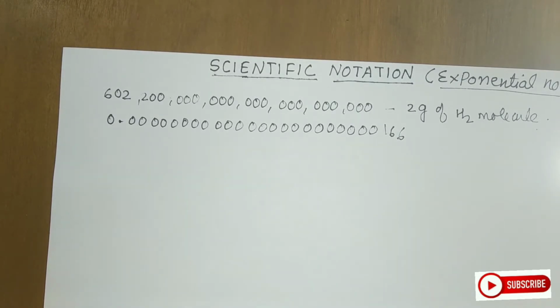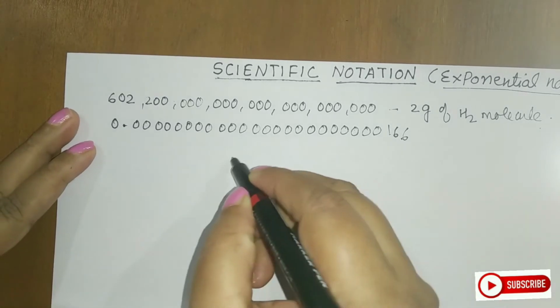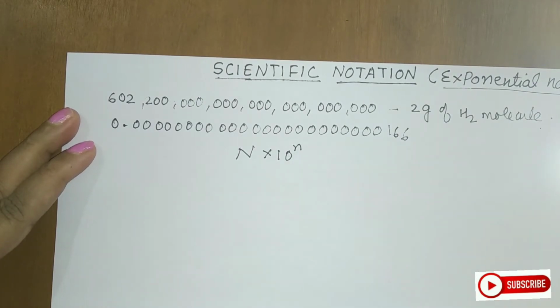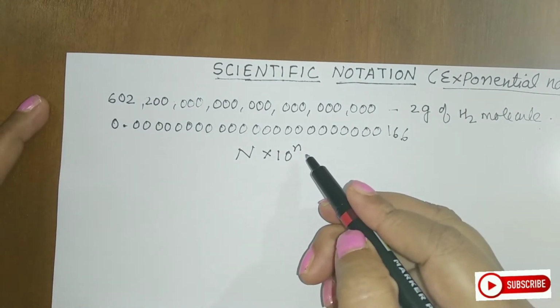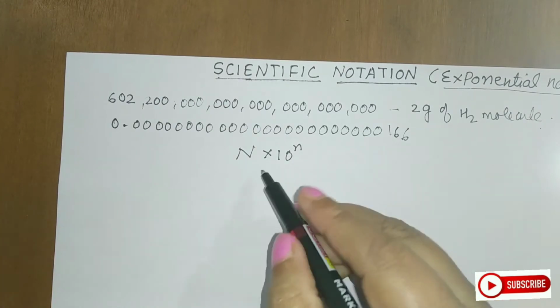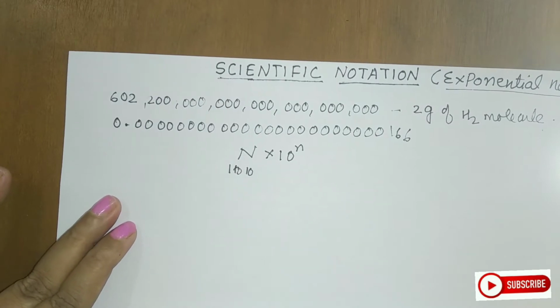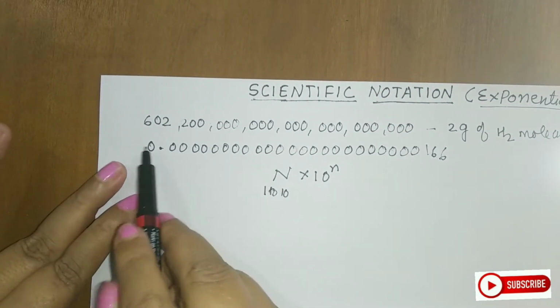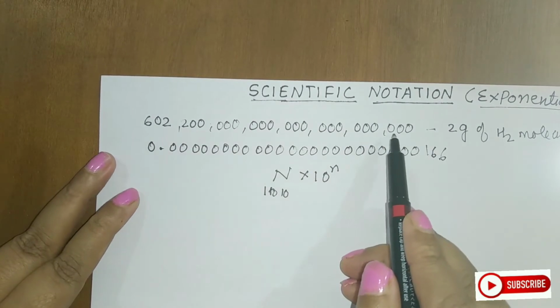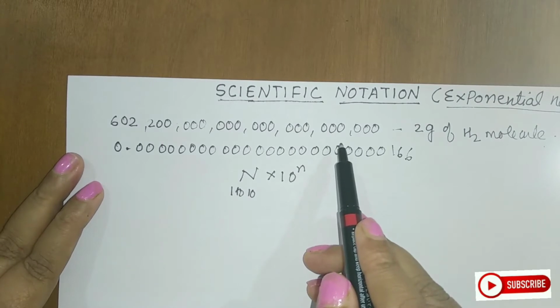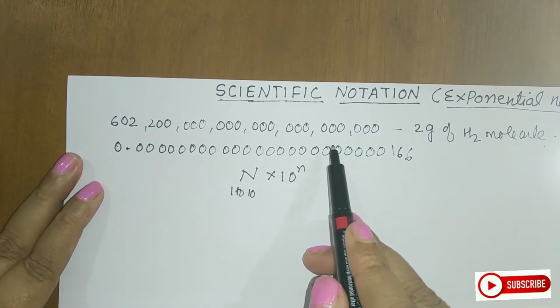So we avoid writing so many zeros in mathematical operations, and these numbers are represented in the form of N into 10 raised to some number n. This N can be a negative or a positive number, and N ranges from 1 to 10. Let us practice how to write this. This big number is the Avogadro number, that is 6.022 into 10 raised to 23.